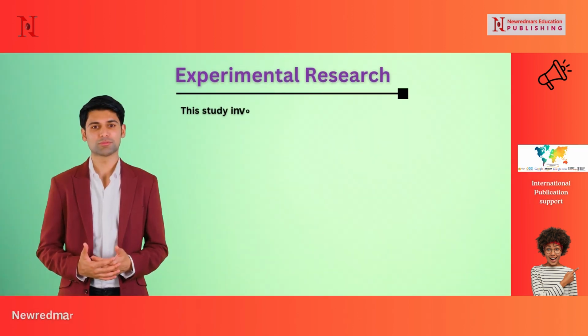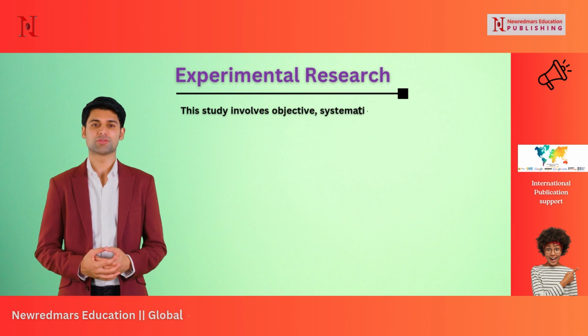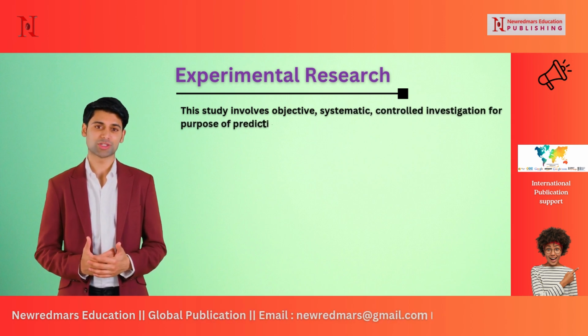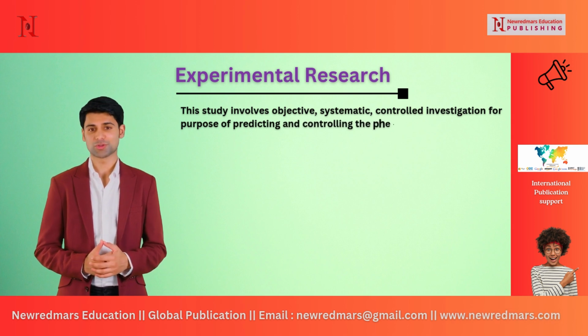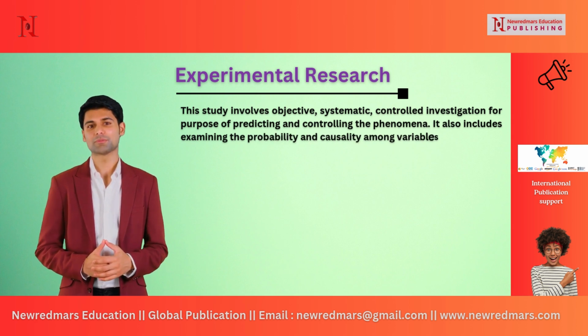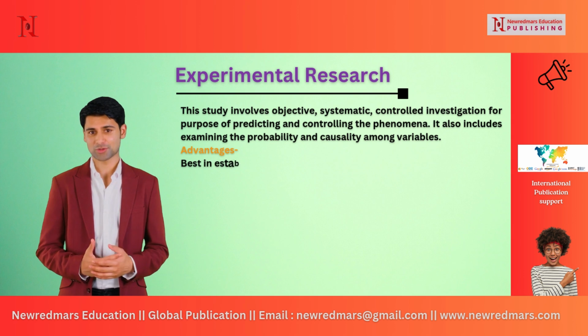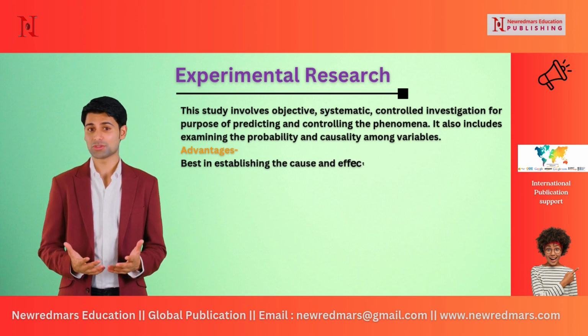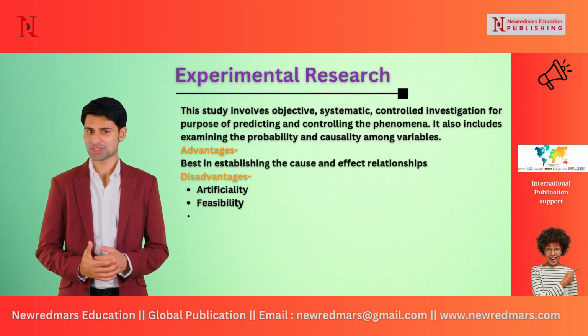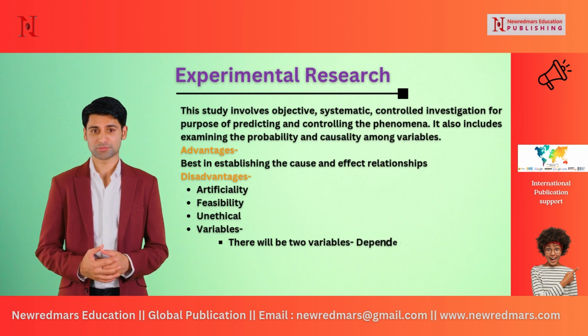Experimental research. This study involves objective, systematic, controlled investigation for the purpose of predicting and controlling phenomena. It also includes examining the probability and causality among variables. Advantages: best in establishing cause and effect relationships. Disadvantages: artificiality, feasibility, unethical. Variables: there will be two variables, dependent and independent.